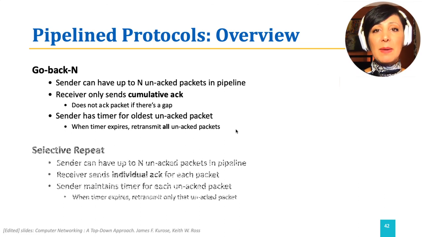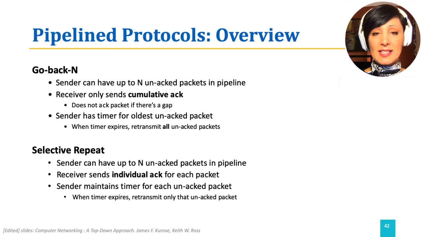In selective repeat, also, the sender can have up to N unacked packets in the pipeline. However, the receiver sends individual ACKs for each packet, and the sender maintains a timer for each packet individually. And when the timer expires, it retransmits only that unacked packet.